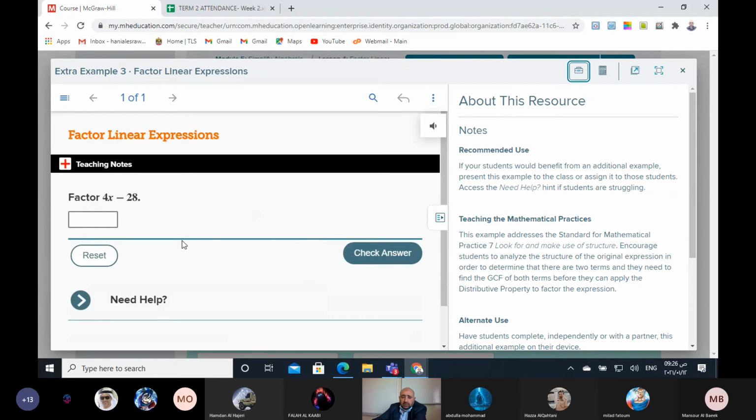Now I have this question: factor 4x minus 28. Please write this question in your note paper and try to factor this linear and tell me your answer. Start, please.